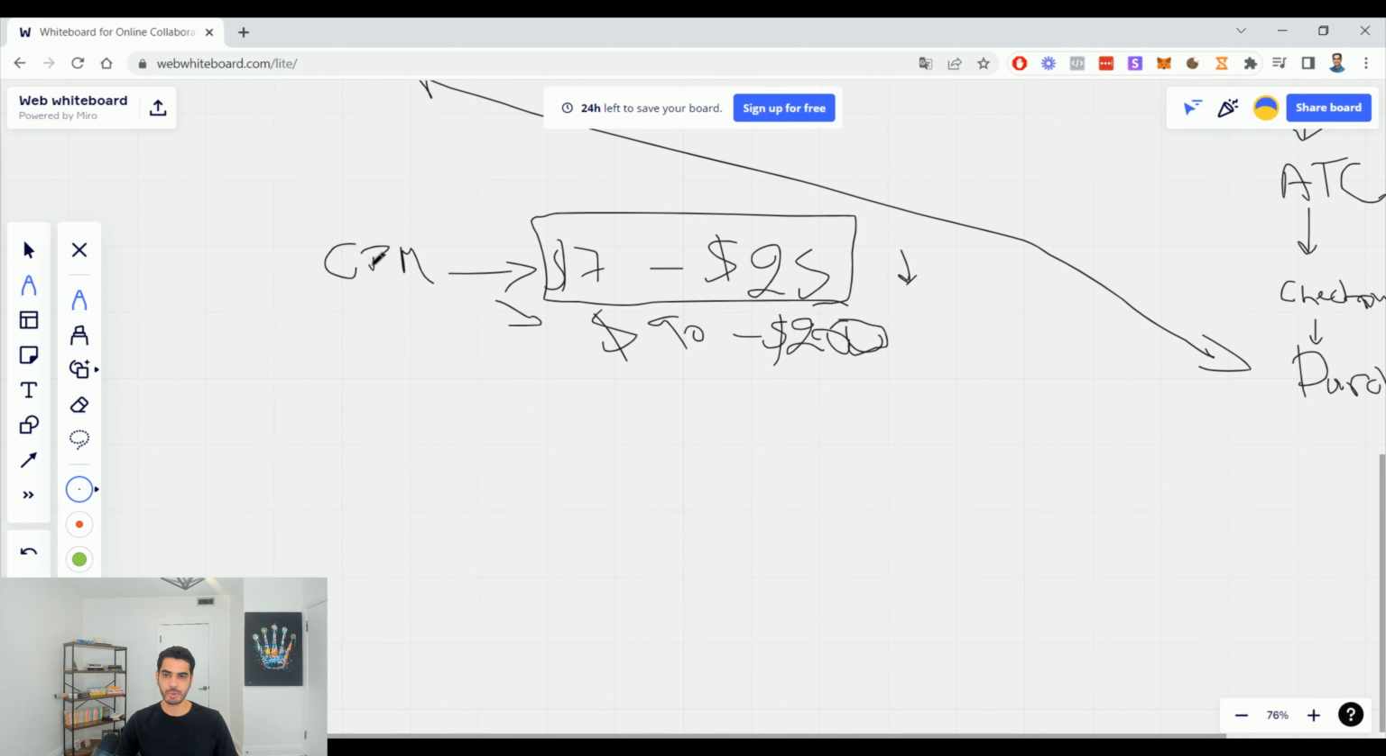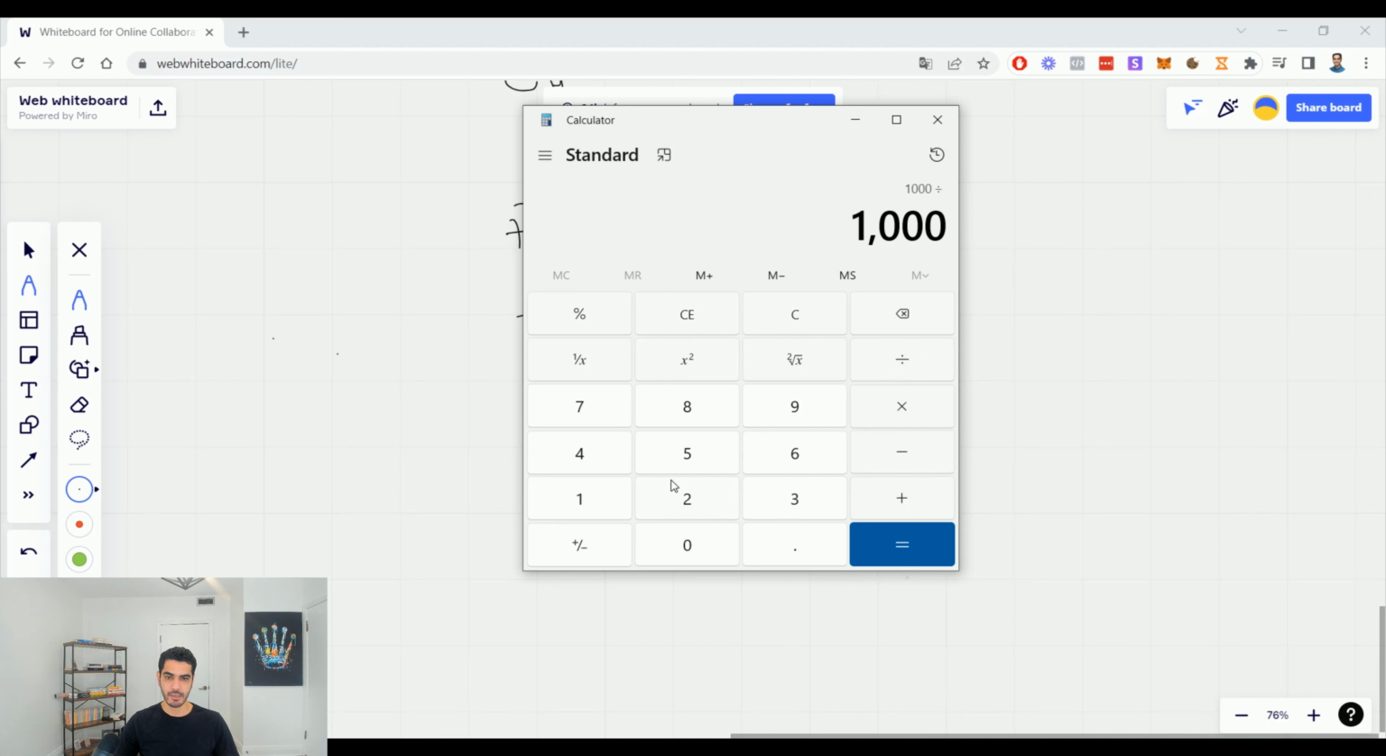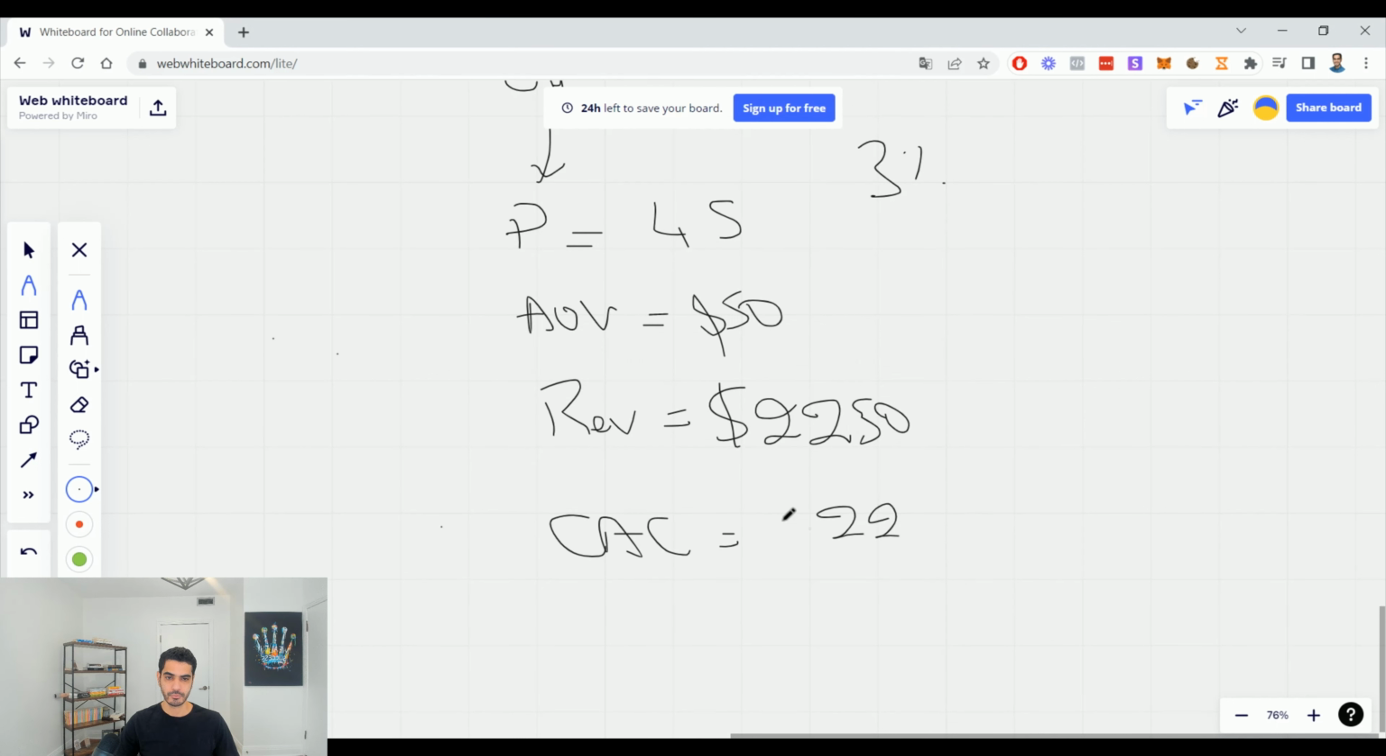With an AOV of $50, you will get a revenue of $2,250, right? And so the CAC is going to be the amount that you spent, so $1,000 divided by the amount of purchases. So that's going to give us a CAC of, let me just do it real quick here, $22, right? And in the other example, the CAC is actually going to be $1,000 divided by 120. It's going to be $8 approximately.